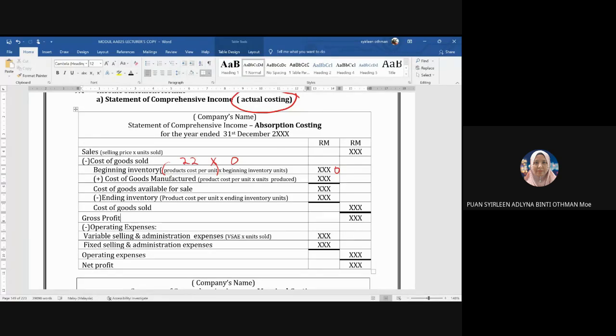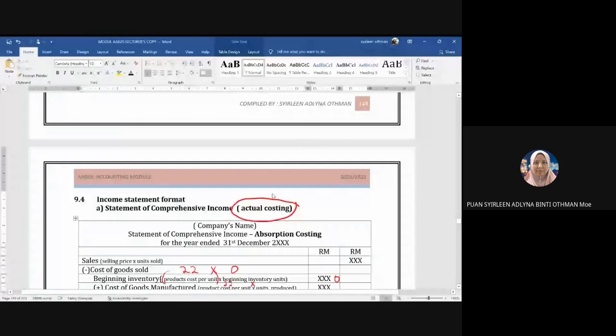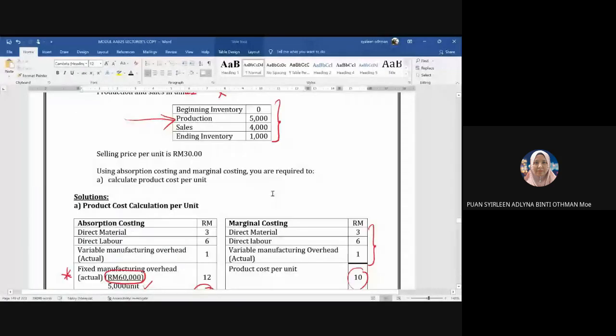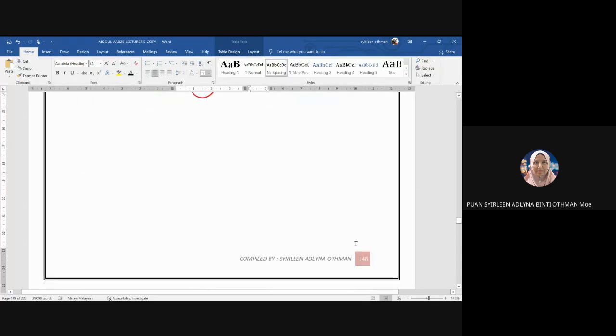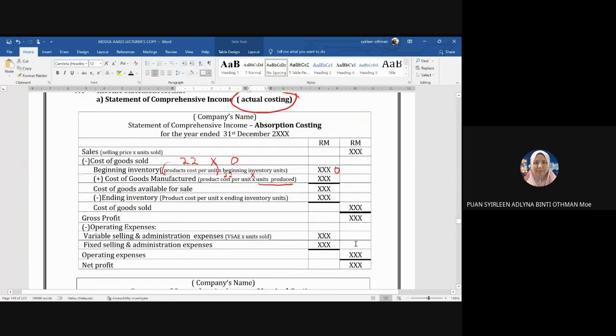Okay. Cost of good manufactured. Masih guna RM22 product cost per unit. Tapi yang ini kita akan darab dengan unit produce. That means how do I get cost of good manufactured? Saya tak perlulah buat COGM. Okay, I just ambil RM22 ni, I akan darab dengan unit produce atau your production unit which is 5,000 dekat sini. Okay, so yang ni kita akan darab dengan 5,000.